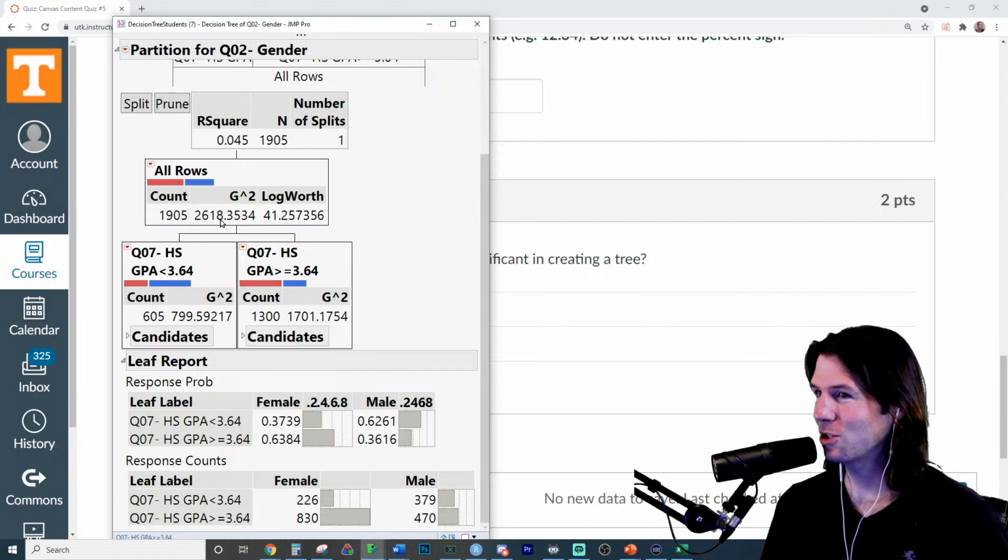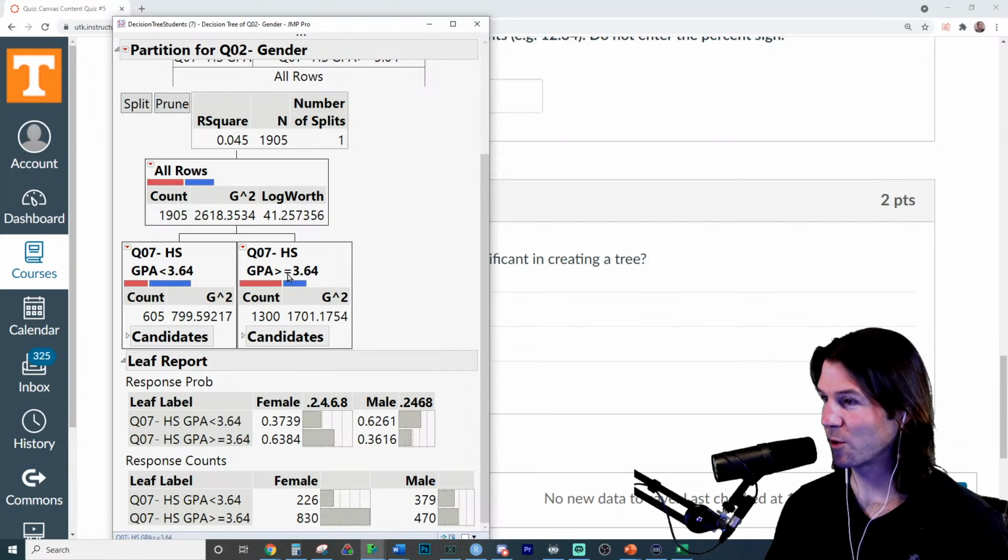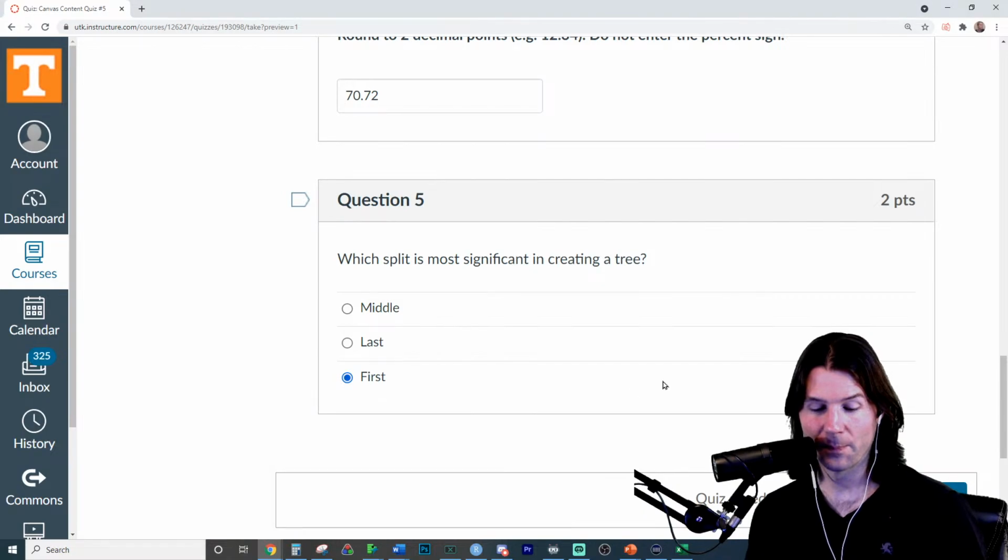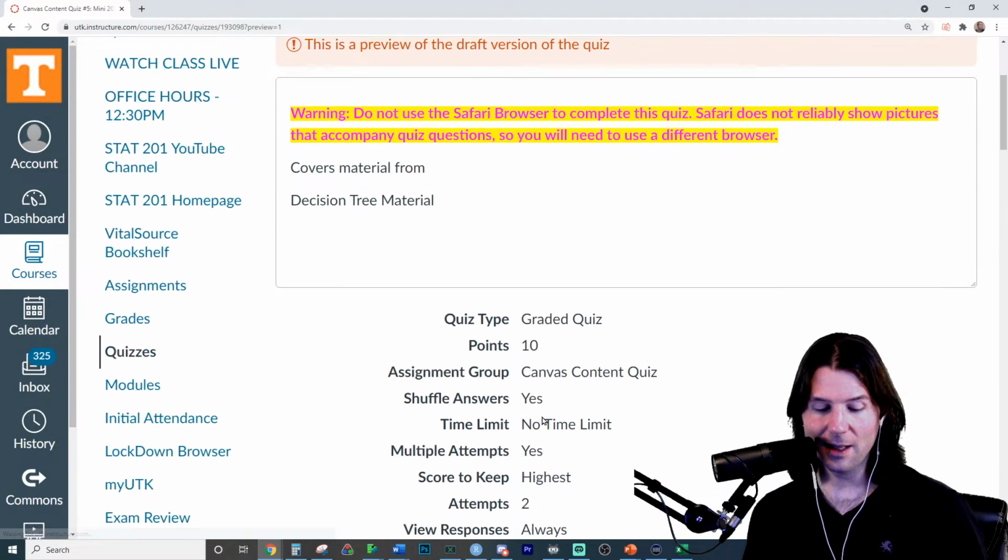The first. Does that make sense? When this tree starts splitting, the most important split is going to be the first split. That kind of controls the direction of the tree. So we should get everything right. I like doing a double check.